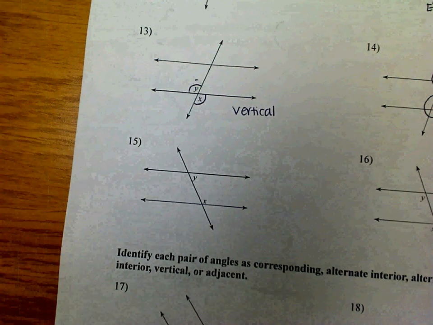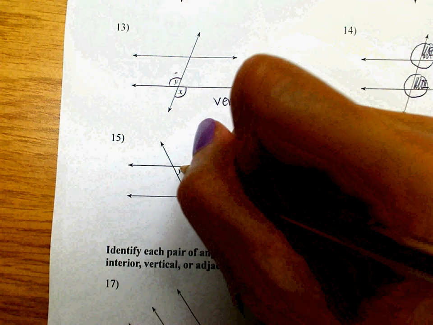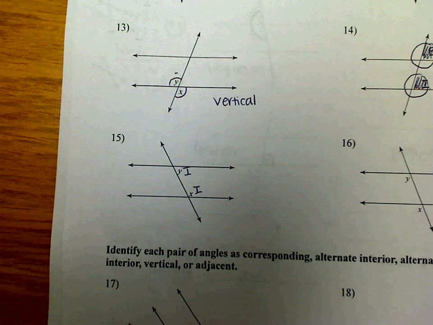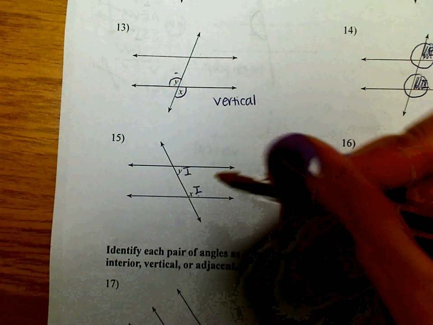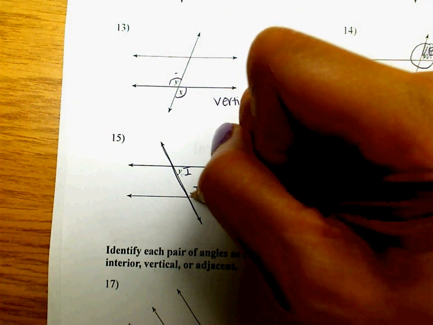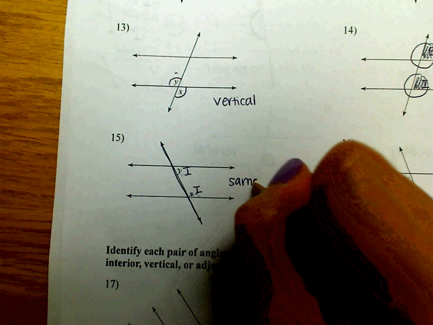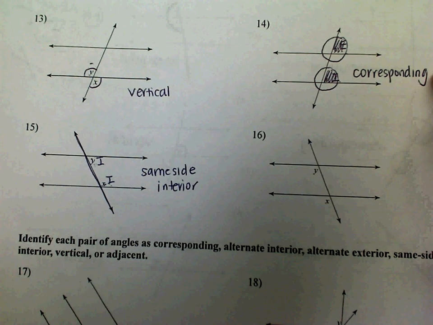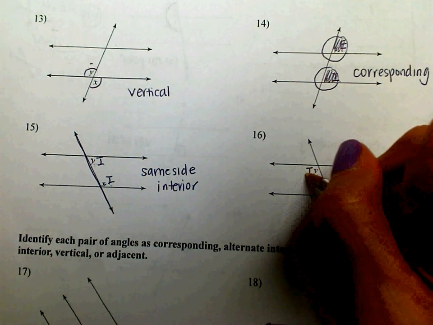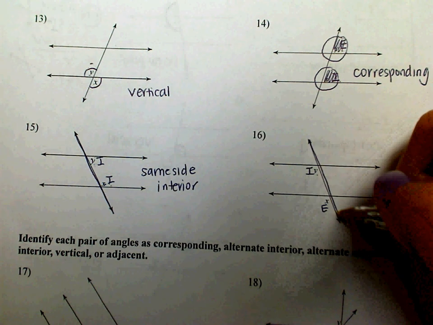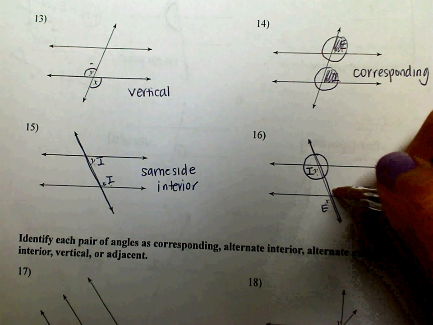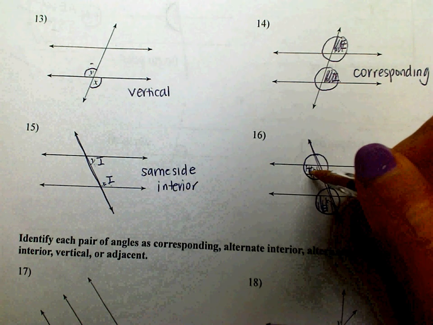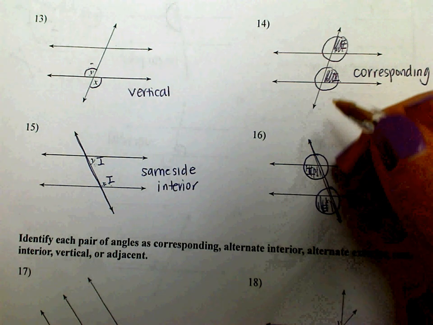15, you got interior and interior. So either they're same side interior or alternate interior because they're both interior. Since they don't cross the transversal to get from one angle to the next, they're on the same side. This is same side interior. Number 16. So you have one in the interior and one in the exterior. They jump from one parallel line to the next, and if you look at it, it's looking like it's corresponding, because this is below the line and to the left, below the line to the left, they're in the same spot, just in a different location, so these are corresponding.